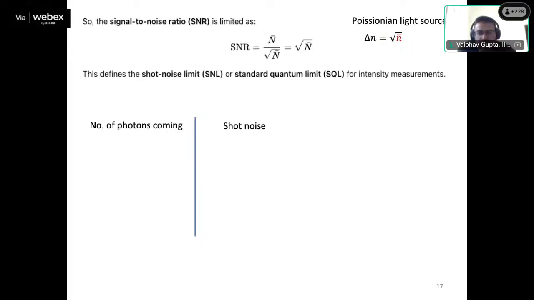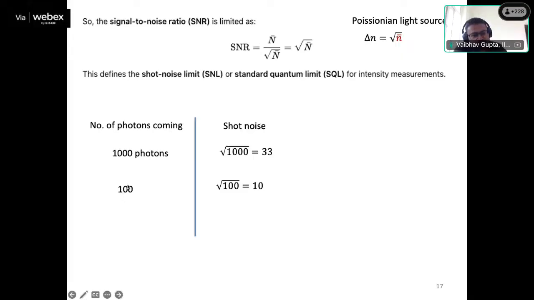So let me give you a brief idea of how this creates a problem. Here I have the number of photons coming, and here I will calculate the shot noise. Let's say 1000 photons are coming on average. You take the root of that, that is 33. So for 1000 photons, a noise of 33 is okay. But if I reduce the number of photons, let's say 100 photons, I have shot noise equal to 10. For 10 photons, I have noise 3.3.